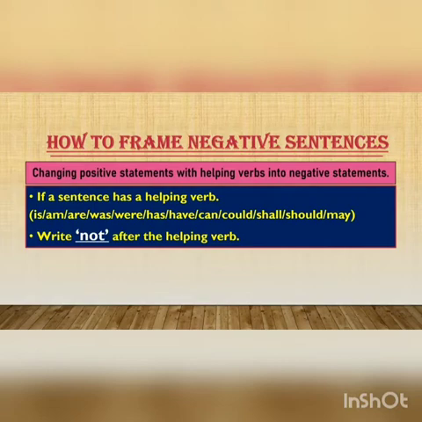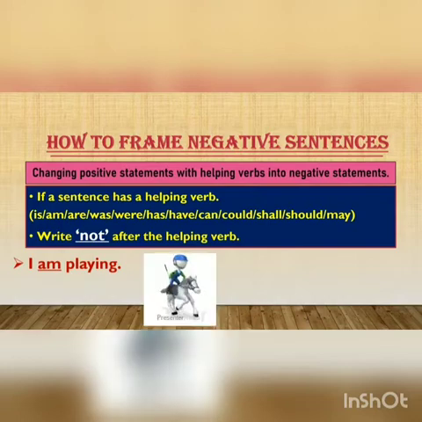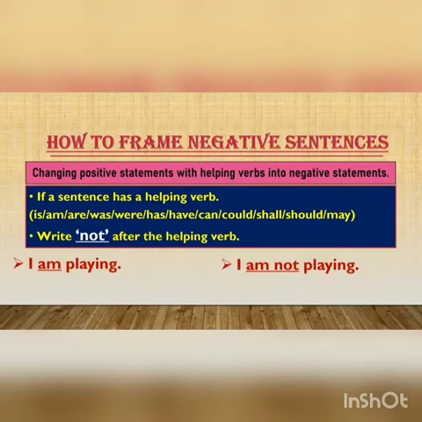Let us take an example for better understanding. I am playing. Let us find the helping verb over here. Yes, I've underlined it for you. It is am. This am is a helping verb in this sentence and it is used with the main verb, that is playing. I am playing. Am is the helping verb and we will use the word not immediately after the helping verb and it will get changed to negative. I am not playing. So see how easily I have changed my sentence into negative.